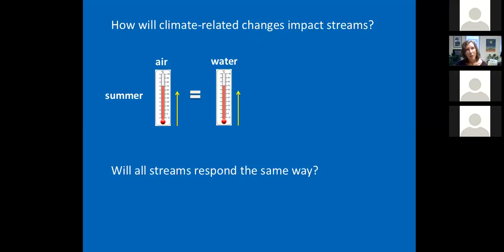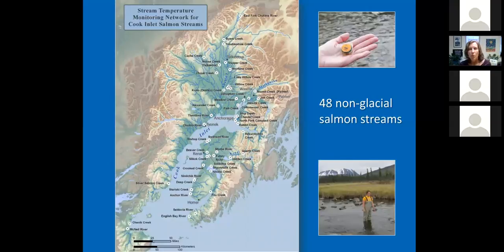Will they all respond the same way? And surprisingly, we didn't really have a lot of data about 10 years ago to help answer this question. So we decided to dig in and see if we could answer this. And so the next slide shows you where we've been working.